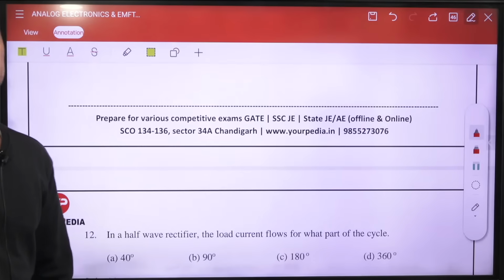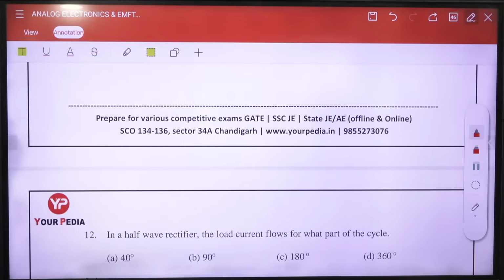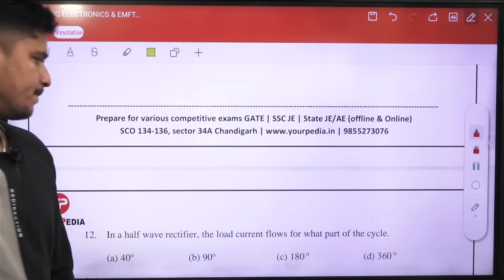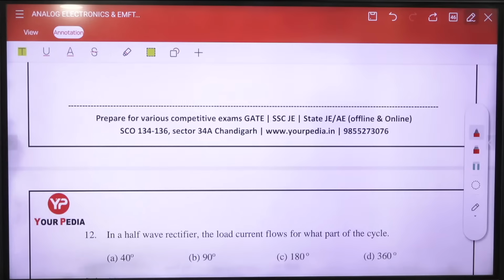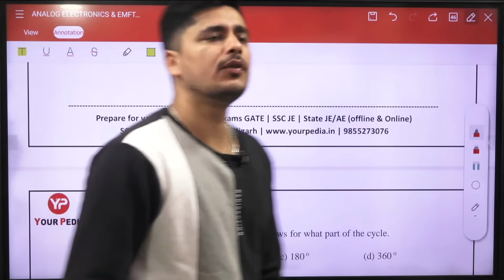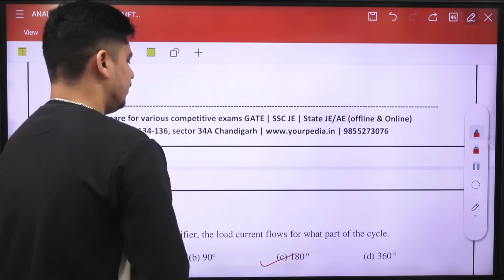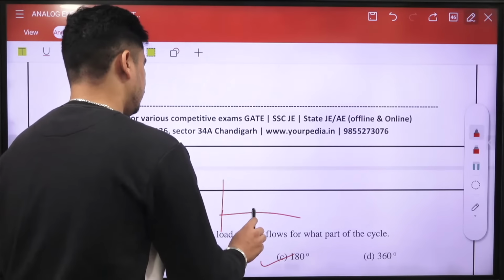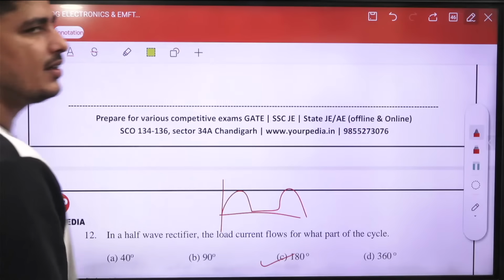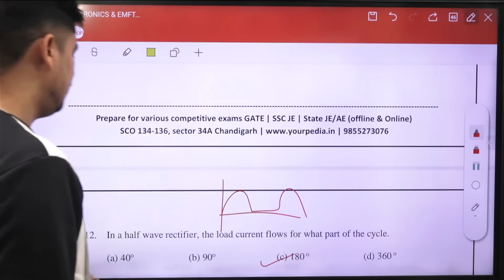Tell the answer of this one. In a half wave rectifier, the load current flows for what part of the cycle? The current will flow for 180 degrees. If you check it here, the current will flow only for the half cycle. This is 180 degrees, right? The complete cycle is 360 degrees, the half cycle is 180 degrees.